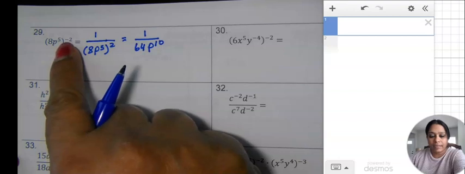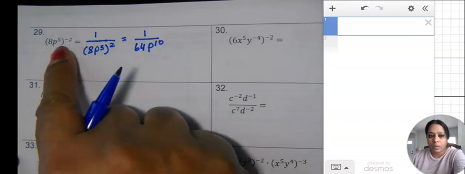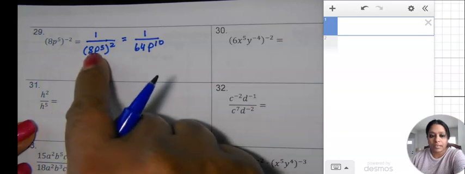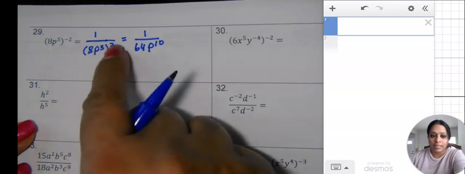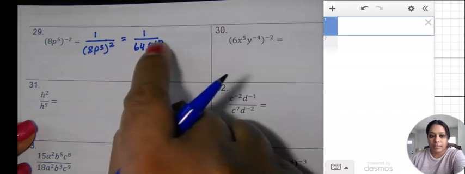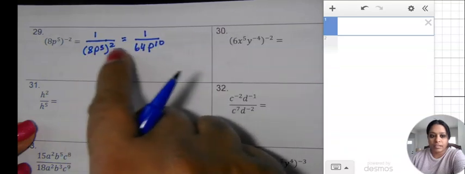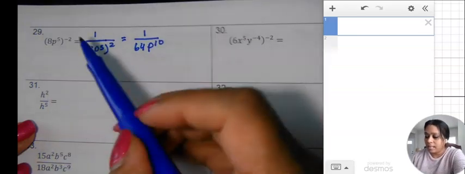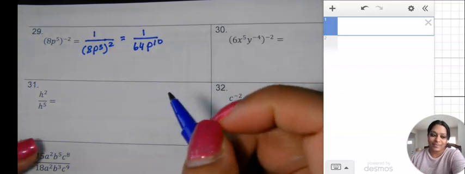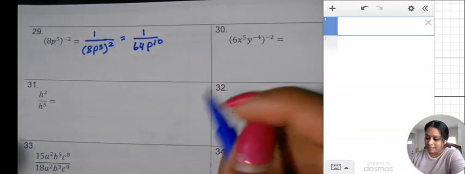Because I have a negative exponent on this whole set of parentheses, I can take this whole thing and move it down. And then I can go ahead and distribute my exponent of 2 to everything, and then I simplify it to 64. So 8 squared is 64, and then 5 to the second power is 10. 5 times 2 is 10.